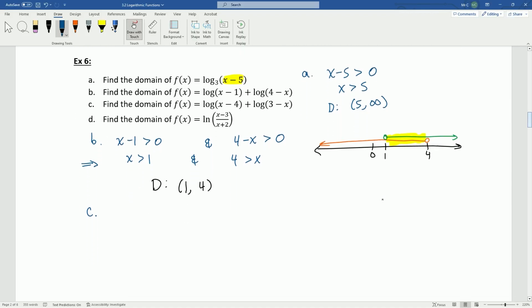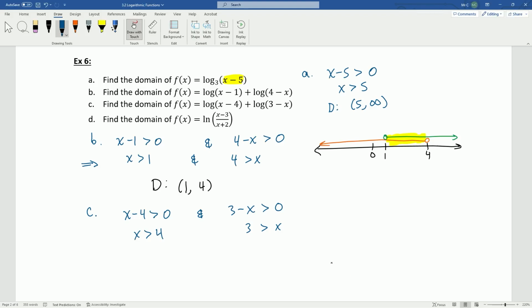Okay, so now we'll take a look at C, and we have a similar situation here, but our inputs are x minus 4 and 3 minus x. So we need x minus 4 to be positive, and we need 3 minus x to be positive. So x needs to be less than 3 here, and x needs to be greater than 4.